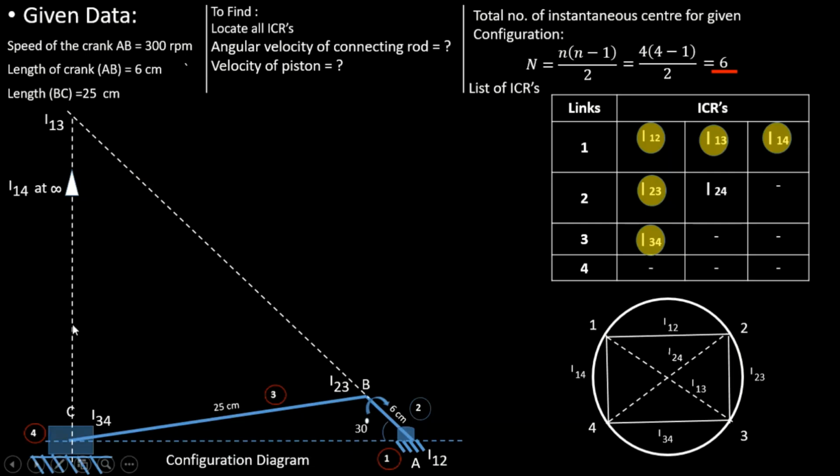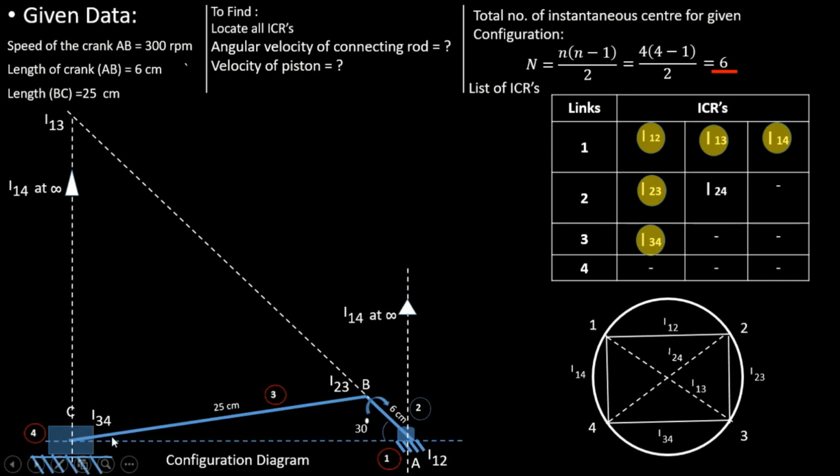So in this case we can slide this vertical line, or I14 at infinity, along this line, but it should be perpendicular to the line of stroke. Okay, so we have transferred it to point A, but again it is I14 at infinity. Now next one is we are having 3, 4 and 2, 3.